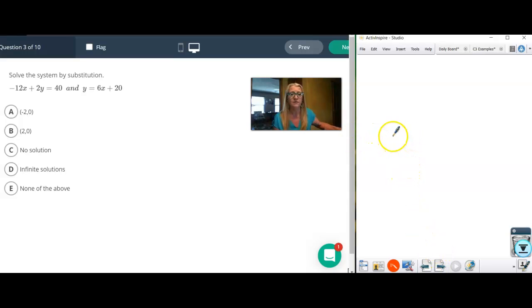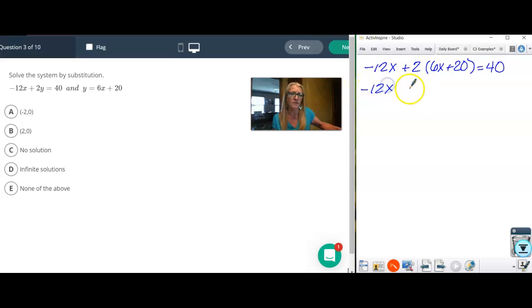In this next problem, very straightforward. We have y being solved for here, so we're going to substitute 6x plus 20 in for y. Again, I'm not going to do more than show you how to set this one up because I think it's pretty easy. Negative 12x plus 2, and now here's where we put the substitute in for y, the 6x plus 20, and then remember to put the equals 40. So it's this first equation here. The only thing we did was we took y out and we put 6x plus 20 in its place. So then you would distribute.